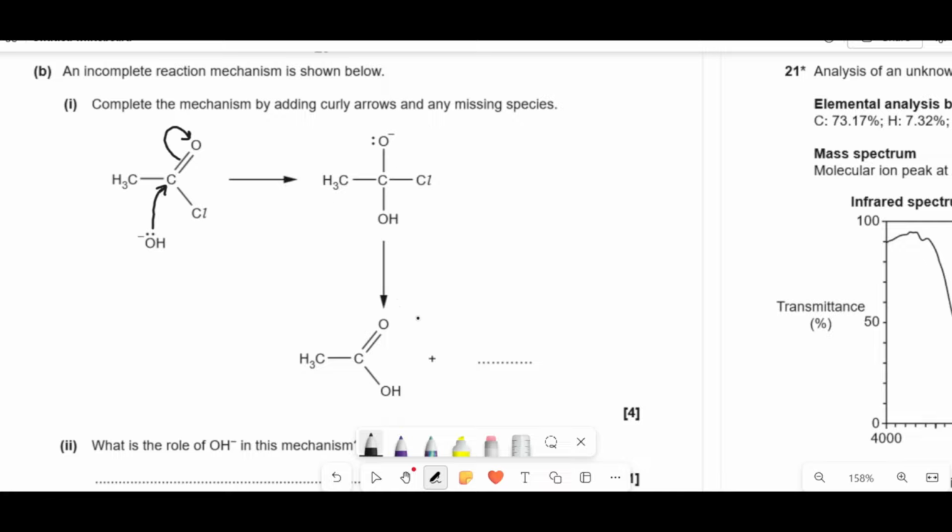Now step here to here, what's different? Well, you can see that this has now become a double bond again, which means electrons have come into here and this is no longer charged on that side. So the electrons must have gone back into this like that. However, you can see here there's a COH and H3C in this and there's no Cl, so Cl's gone.